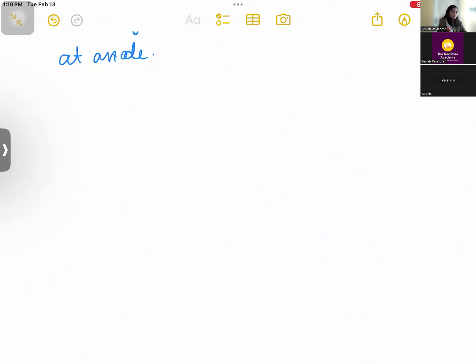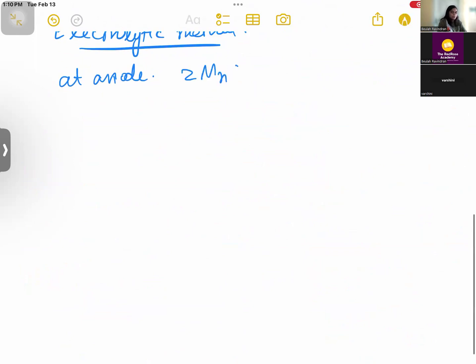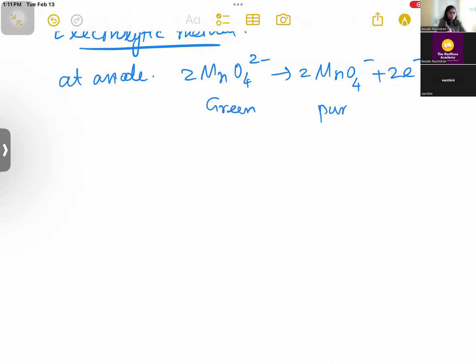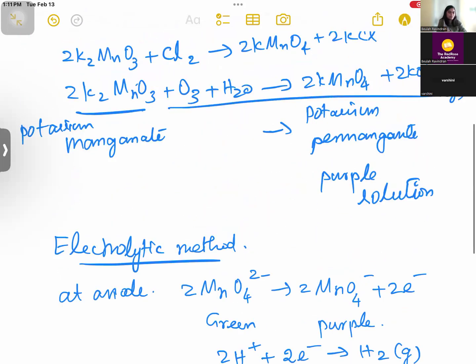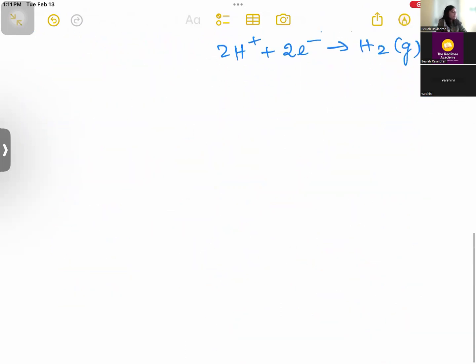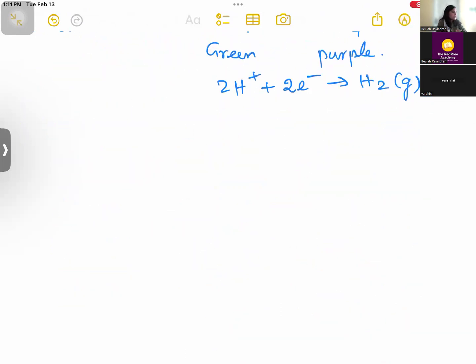What will happen? 2MnO4 2 minus gives 2MnO4 minus plus 2 electron. So it is green, it is purple. This reaction is briefly discussed in your book. 2H plus 2 electron gives H2 gas. That's all we saw in this, right? Okay.